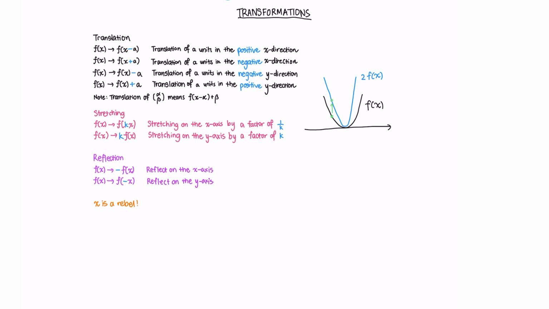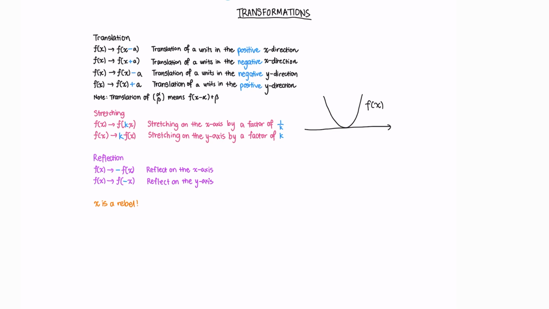So you have this point over here, it goes up to this point. This point over here goes up to this point. So maybe this point is (1, 2). This point up here will be (1, 4). Similarly, maybe this point is (2, 3). This point up here will be (2, 6). Again, doubling its height because we're stretching on the y-axis by a factor of 2.